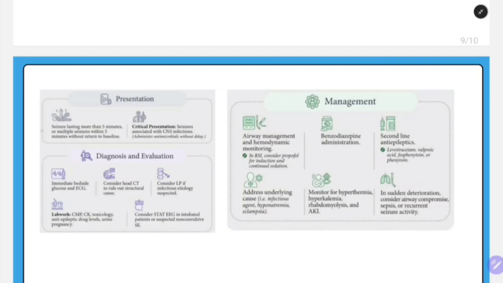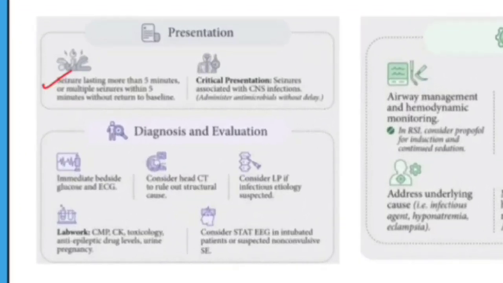So, a summary. The presentation is a seizure lasting more than 5 minutes, or multiple seizures within 5 minutes without return to baseline. The critical presentation is seizures associated with CNS infections, where we must administer antimicrobials without delay. That is very important. There is also a role of steroids in those patients, particularly in the case of neurocysticercosis, and we must remember that.